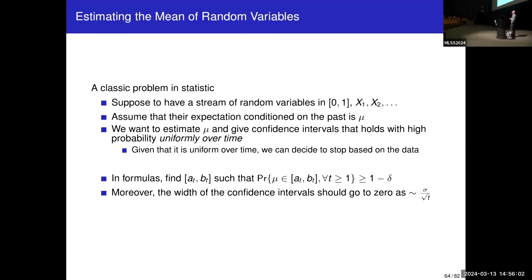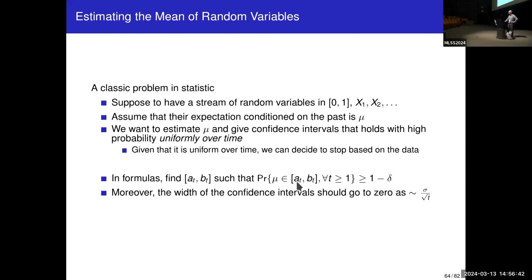This is a classic problem in statistics. I want to estimate the mean of a random variable. This is a sequence of random variables in [0, 1], and the only thing that I know is that the expectation conditioned on the past of each one of them is mu. And I want to estimate mu, and I want to give confidence intervals that hold uniformly over time. So basically, I want to give you a sequence of intervals [A_t, B_t], such that the probability that mu belongs to [A_t, B_t] for all t, this is the uniformity, is at least 1 minus delta.